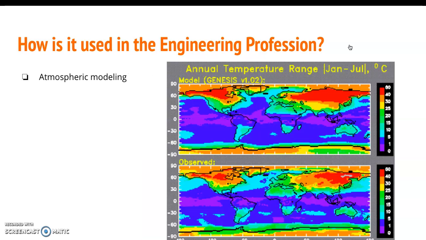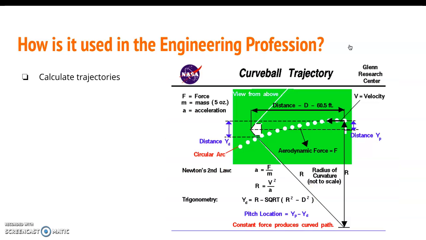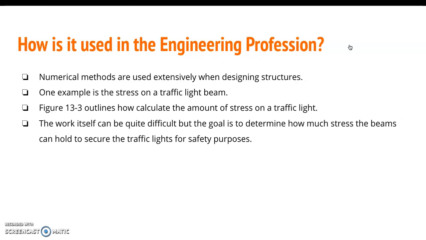You have atmospheric modeling, looking at the different temperature ranges throughout the world. You have calculating trajectories. This one is a baseball example, so you can kind of see how in-depth the formulas are, but they have different methods to do that using numerical values. And like I said, they are very extensive, but the one that I found that is used a lot is actually in designing structures.